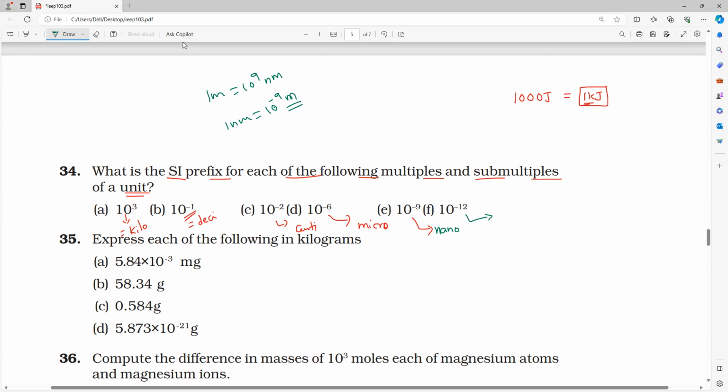10 power minus 12 we used to call pico. Learn these because in future you are going to get all this. 10 power minus 1 deci, 10 power minus 2 centi, 10 power minus 6 micro, 10 power minus 9 nano, 10 power minus 12 pico.